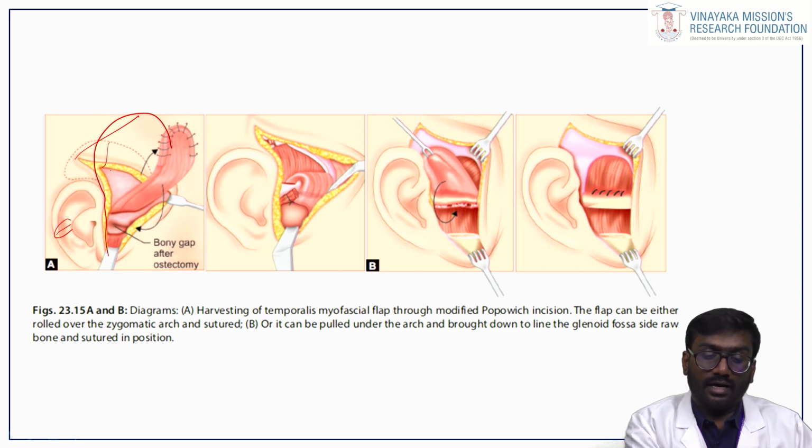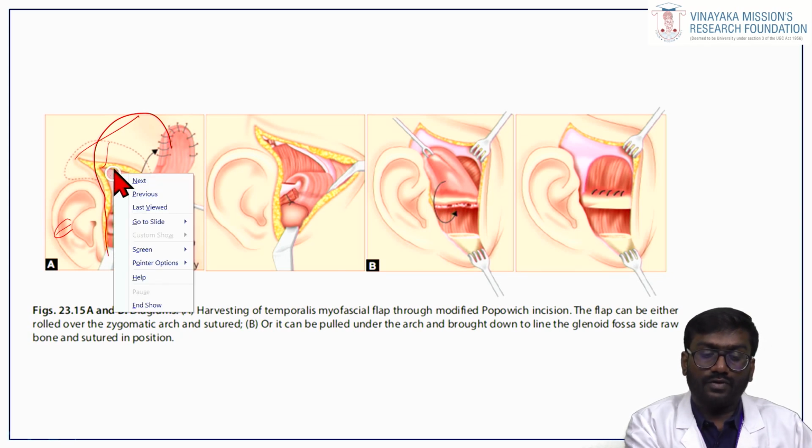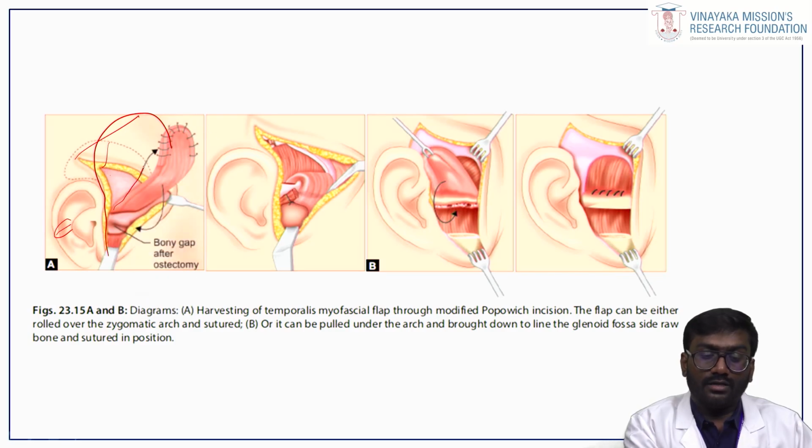So this is the underlying one, you have the temporalis muscle and fascia. Here the temporalis fascia and a layer of the muscle is harvested. This can be rotated inside, and here it is sutured between the cut ends. This is called the interpositional arthroplasty.